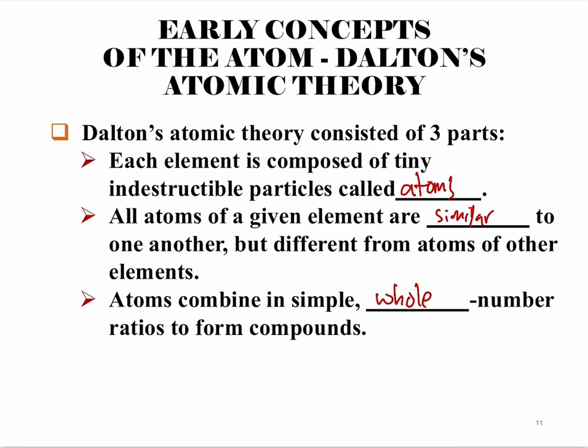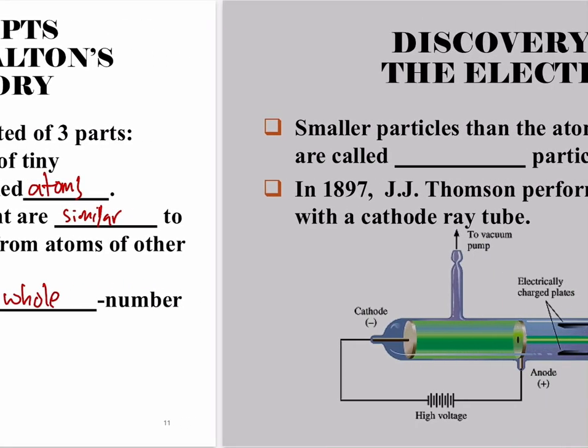We still have the name atoms. The idea that they're indestructible is not really true anymore, right? We just talked about how atoms are made up of different particles. But the whole number ratios, that's something we still look at today, because we still look at something called stoichiometry when we start analyzing chemical reactions. So right now we're just talking about a brief history of how we came to the modern idea of the atom.